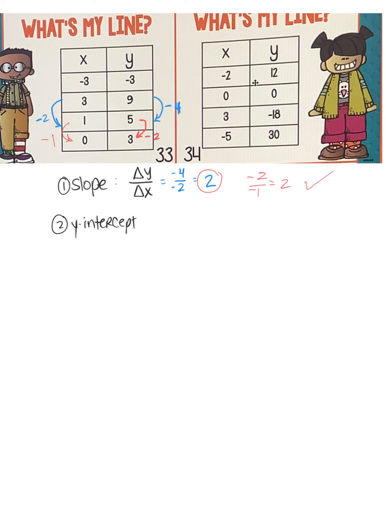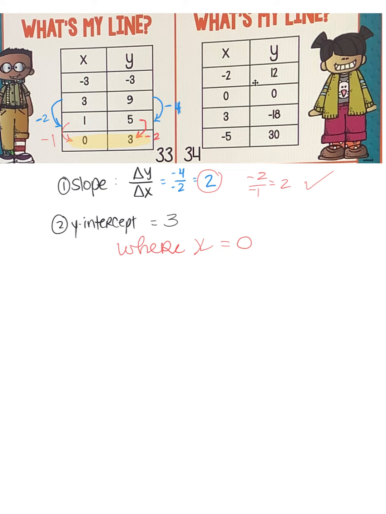We know the slope. It's 2. Now we have to find the y-intercept. Luckily, they give it to you in the table because remember, your y-intercept is where x is 0. And I can tell by looking at my table, it's right here. Where x is 0, y is 3. So that means our y-intercept is 3. All right, now we can write our equation.